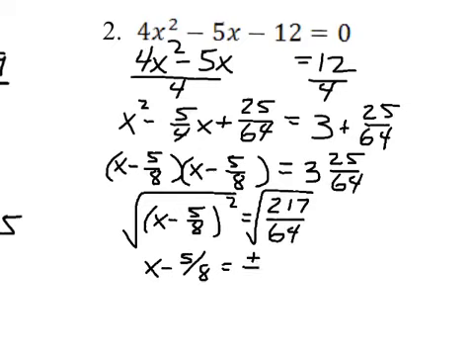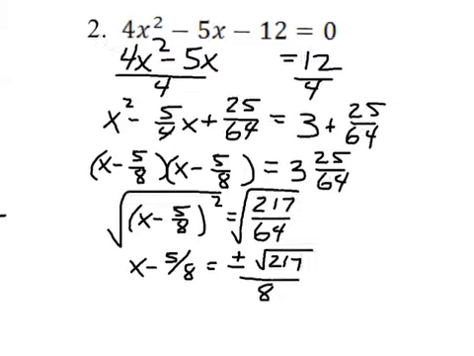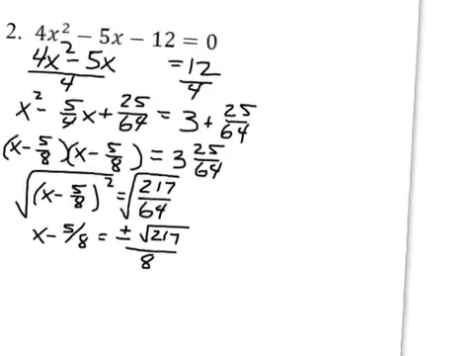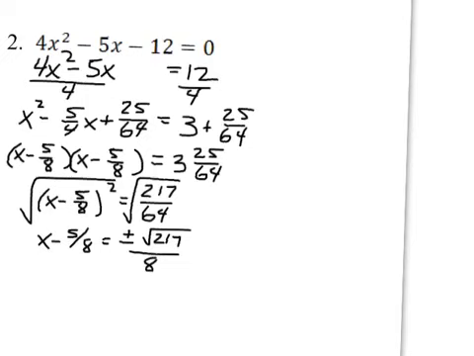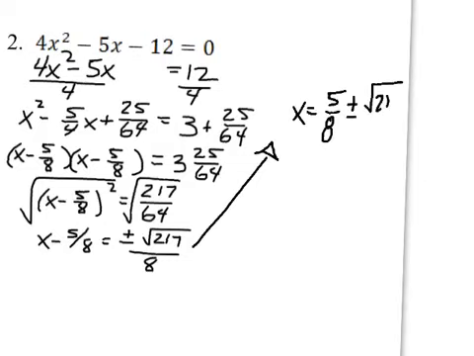plus or minus. Now the square root of 217, I don't think there is one, so we're going to leave it as that. And there is a square root of 64, which is 8. Okay, so we're almost done. We'll just slide over just a little bit. Okay, so if I add my 5/8, I end up getting x is equal to 5/8 plus or minus root 217 over 8.